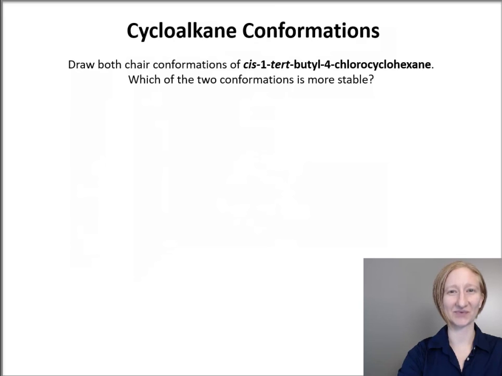Let's end this lecture series with the question we posed at the beginning: to draw both chair conformations of cis-1-tert-butyl-4-chlorocyclohexane, and then determine which conformation is most stable. First, I need to draw a dashed wedged drawing of the structure. Then I can convert that into a chair conformation. In my drawing, I placed both of the substituents in the up position. So in my chair, they both need to be pointing up.